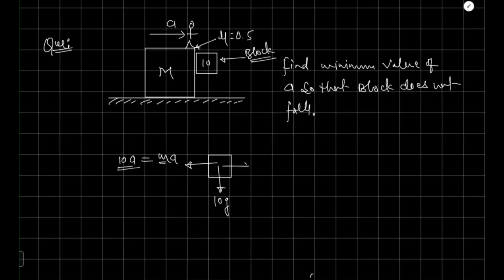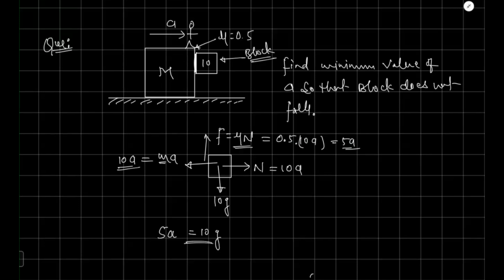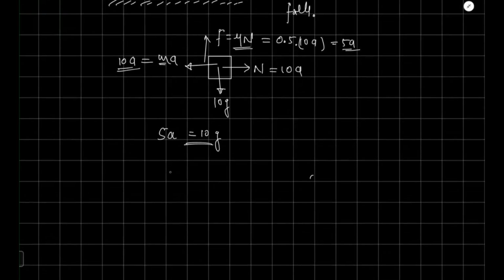In this direction, the normal reaction is going to act. And the normal reaction is equal to 10A only, because this is our contact surface. Similarly, the friction force that is going to act here is nothing but mu into N. And what is the value of mu? 0.5. And what is the normal reaction? It is 10A. So we'll get 5A as our friction force, and we can say 5A should be equal to 10g. Why? Because this block is not moving with respect to this bigger block. So from here A is nothing but 2g, that will be equal to 20 meter per second squared. It is a rough surface.